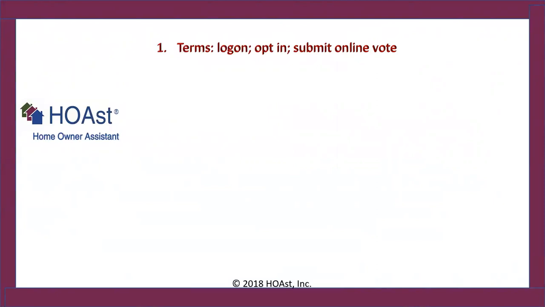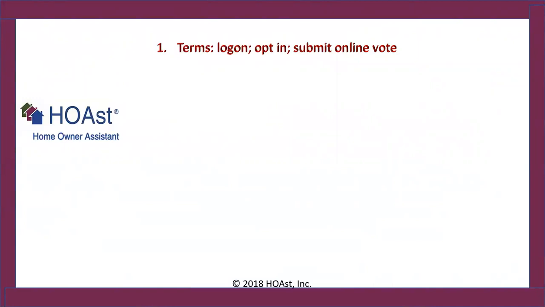Now, a lot of people will use the term registering, like we want to encourage people to register. The problem with the term register is we don't really know what that means. Does that mean they're logging on, that they're getting access? Does that mean they're opting in, or does that mean they're voting? So I'd like to not use the term register in this tutorial, and I'll just use the terms here: logging on, opting in, and submitting the online vote.